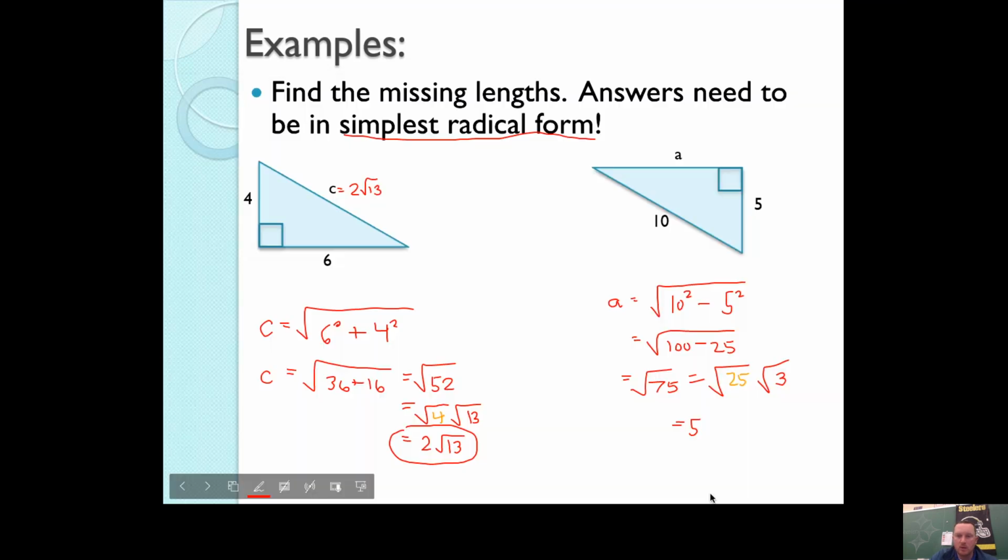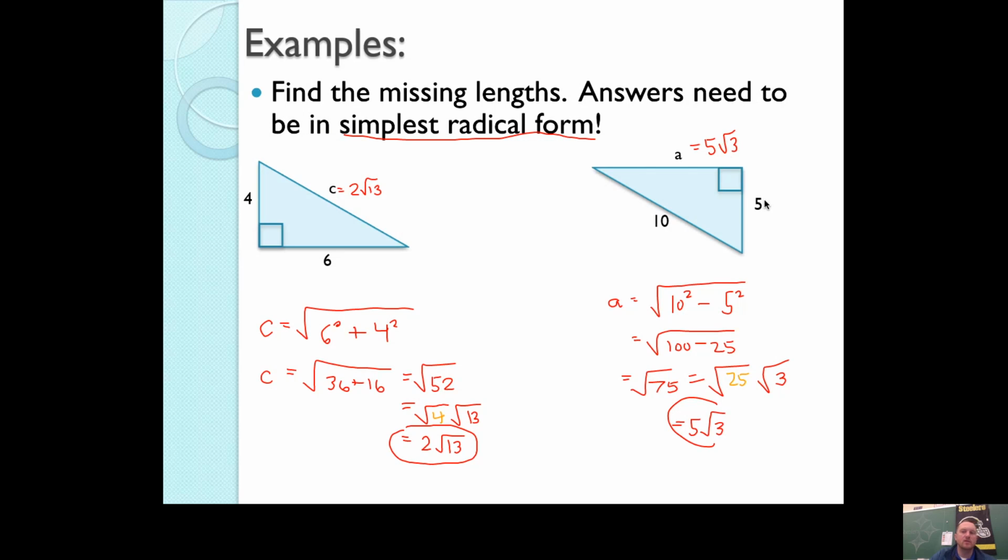The square root of 3 doesn't simplify. There's no perfect squares that go into 3, so you just leave it as the square root of 3. I know that might look a little weird, but that's your answer. Don't call it the square root of 75. Don't call it 8 point whatever. It's 5 times the square root of 3. That's your answer in simplest radical form.